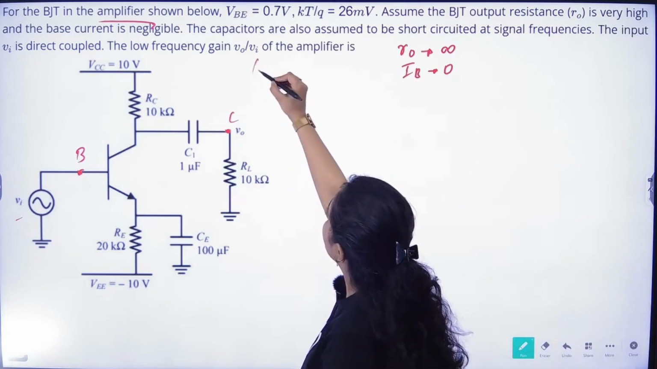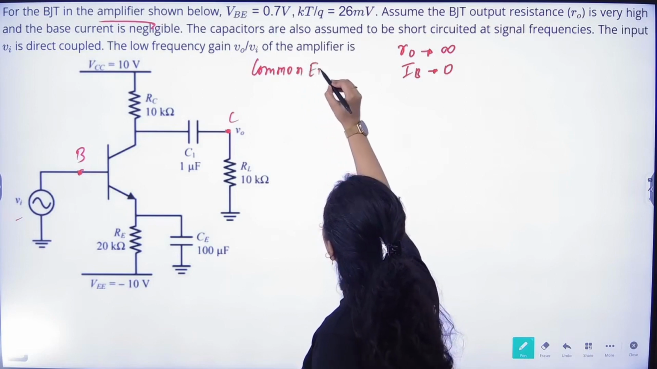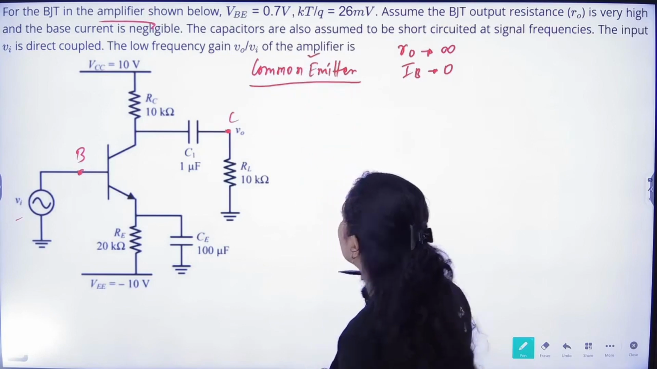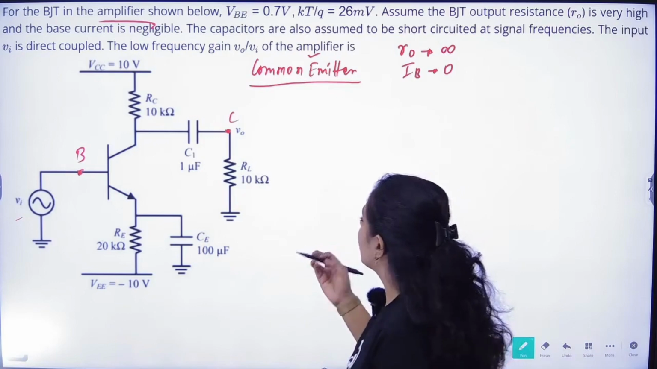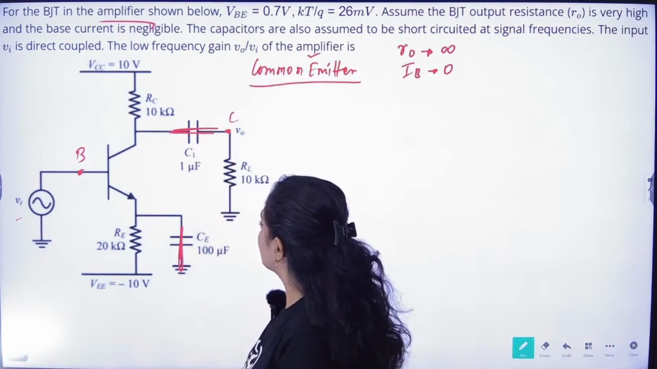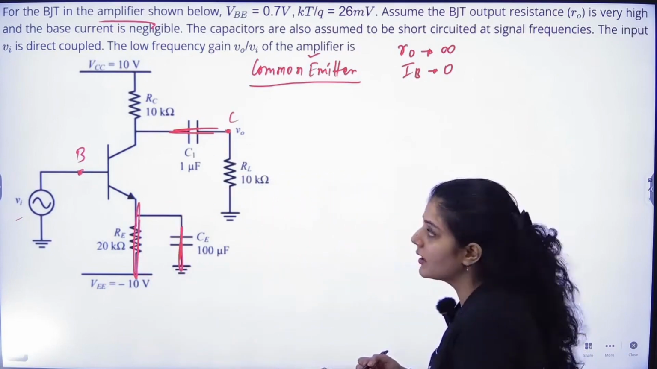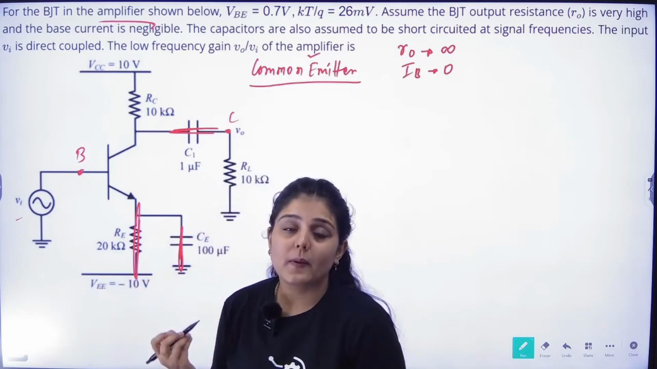So the common emitter configuration is this. Common basically means that if I am saying something is common, I am grounding that particular terminal. So all the capacitances will be short circuited. This will be short circuit, this will be short circuit. So RE in parallel with this will also be short circuited. All the DC supplies will be grounded when we are doing the AC analysis.